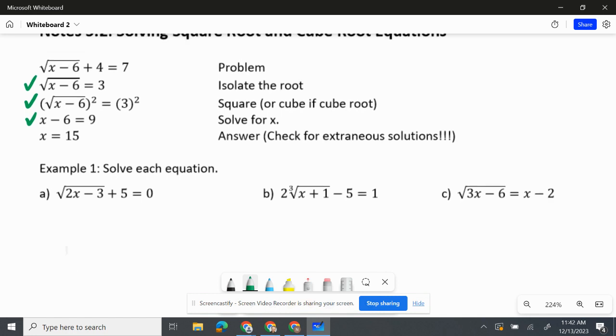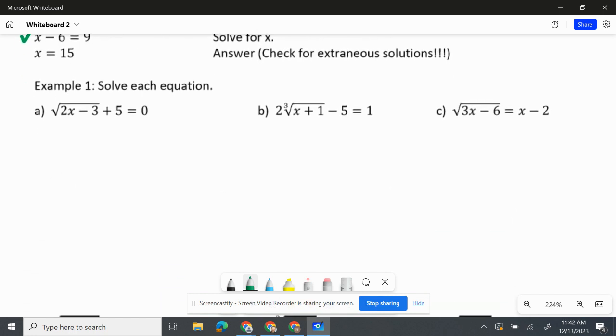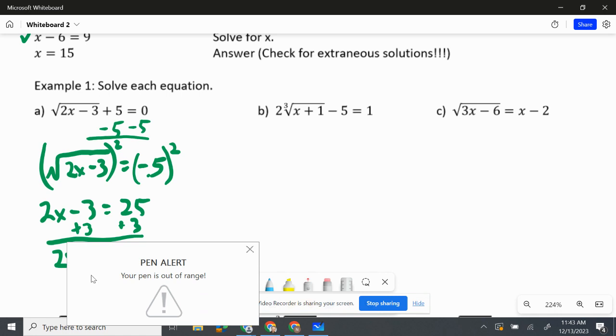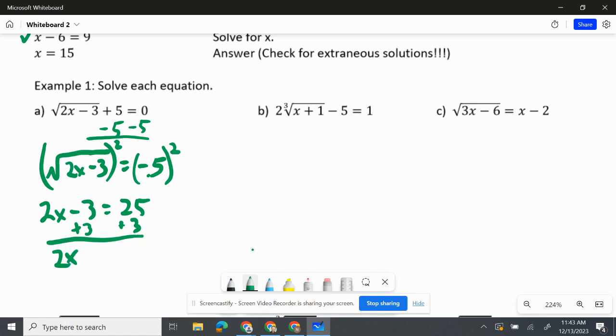So if we're looking at our first example, what we're going to do is subtract the 5. We get the square root of 2x minus 3. So once we isolate the square root, then we get rid of the root by doing the opposite operation. In this case, we're going to square it because it's a square root. That gives us 2x minus 3 equals 25. I'm going to add the 3, and that gives me 2x is equal to 28. And I divide by 2, and I get x is equal to 14.